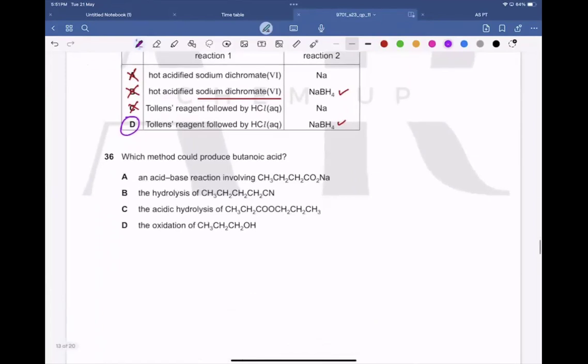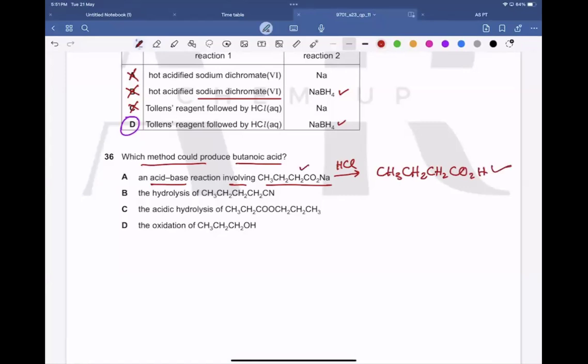Now question number 36. Which method could produce butanoic acid? An acid-base reaction involving this, which is a salt. If we add HCl or any acid, it can displace the cation and turn into this, which is butanoic acid. So this can be correct.